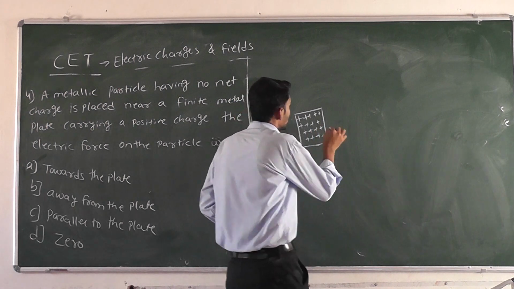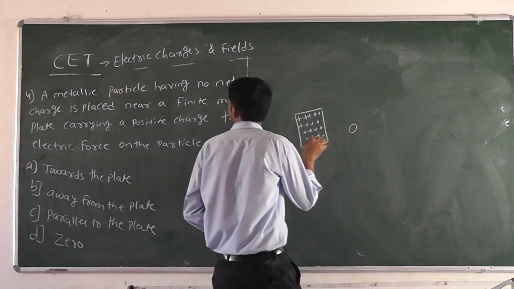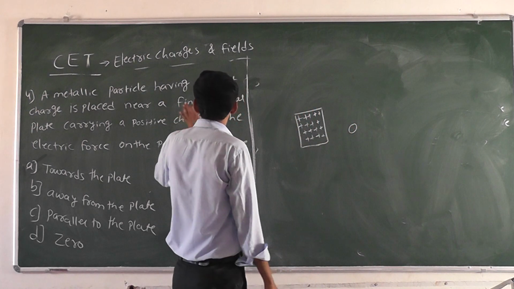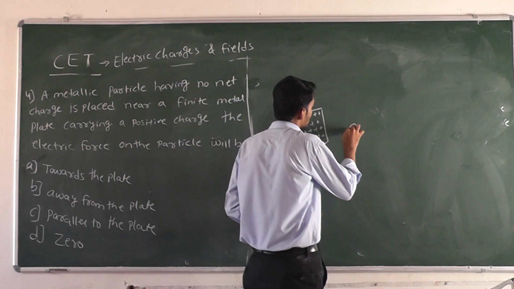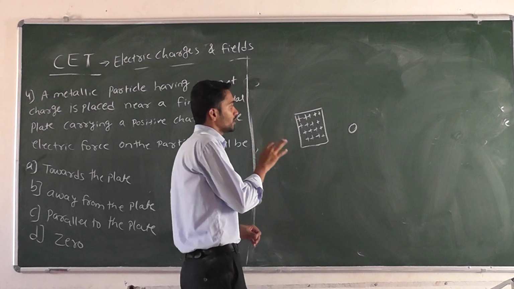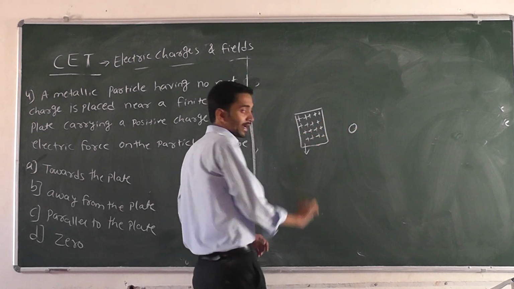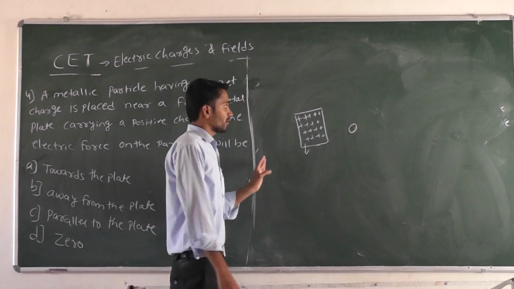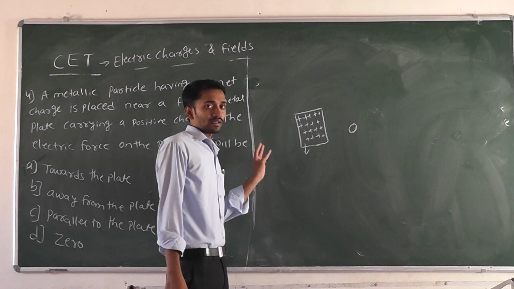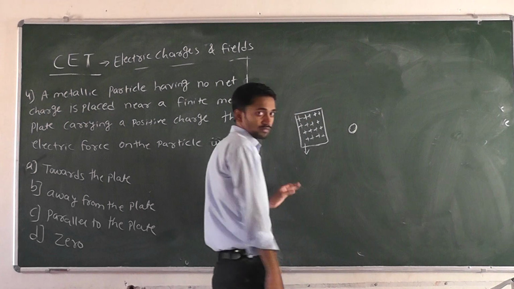Near this finite plate, we place a particle having no net charge. No net charge means it is a neutral body. When we place a neutral body near a charged plate, an induction process takes place. You know the methods of charging: conduction, friction, and induction. These are the three methods of charging.